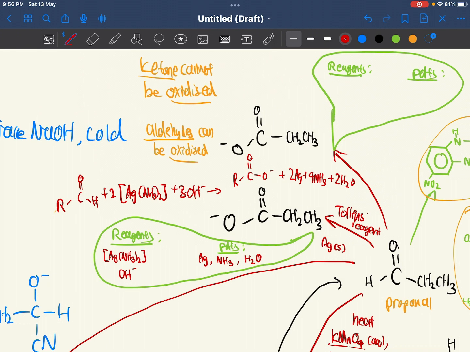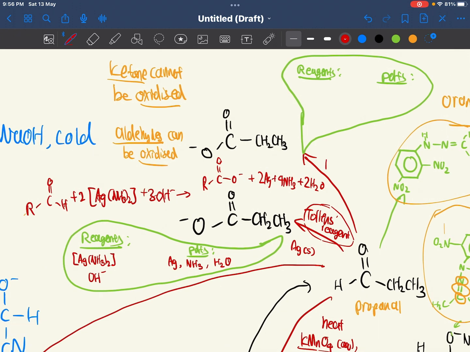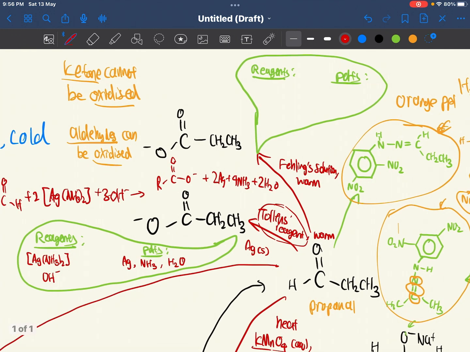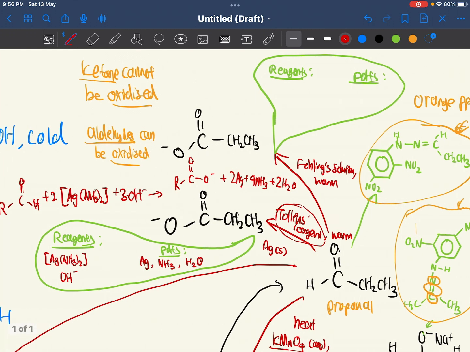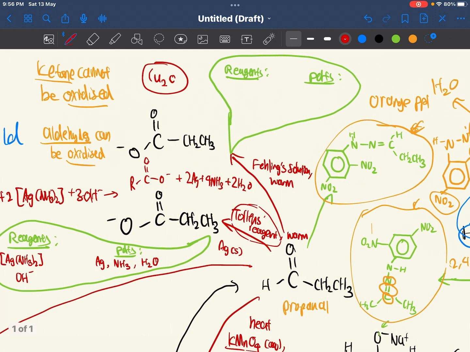Okay. So that's for your Tollens reagent. This Tollens reagent is compatible for both aromatic as well as aliphatic aldehydes. Now the next one is when we use Fehling's solution and warm. Oops, sorry, forgot to add warm here. Don't heat. Okay, so warm. And our observation will be a reddish brown precipitate of copper(I) oxide formed if it undergoes oxidation reaction.